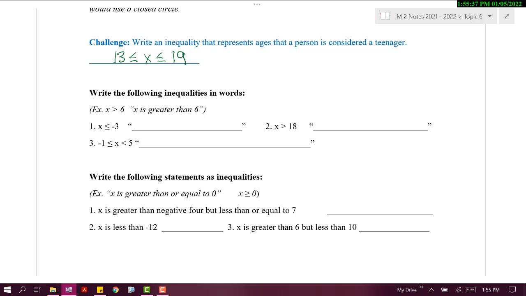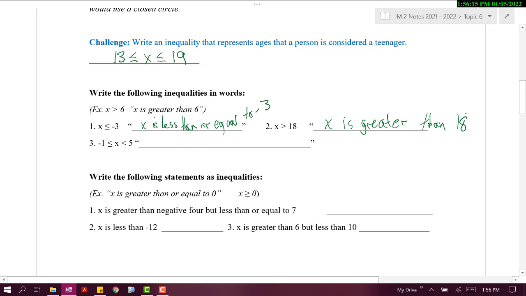Write the following inequalities in words. In this example, x is greater than 6. Well, x is greater than 6. It's exactly what I say, and some of you say that as well. Number 1 is x is less than or equal to -3. Kind of ran out of space there. Number 2, x is greater than 18. Notice it doesn't mean equal. There's no line underneath the inequality sign.